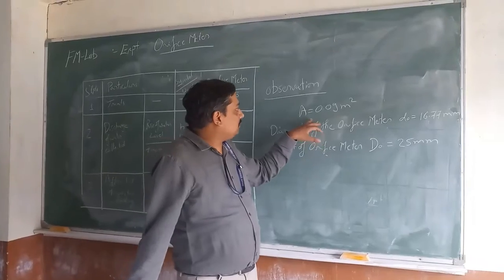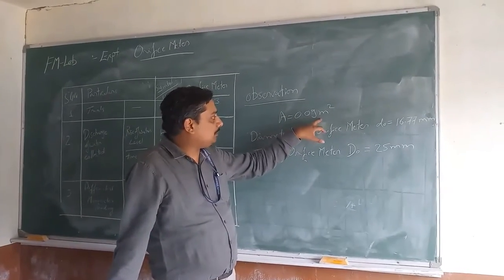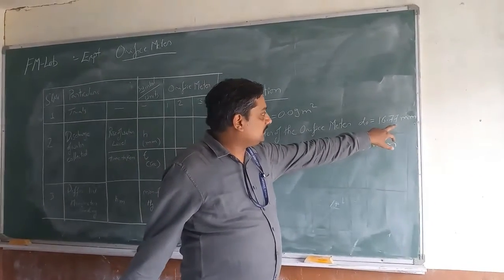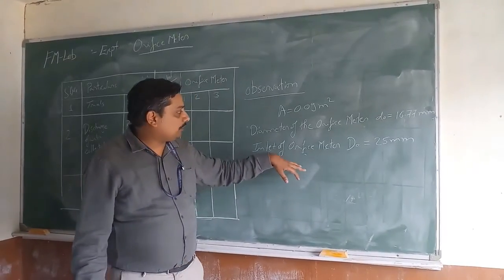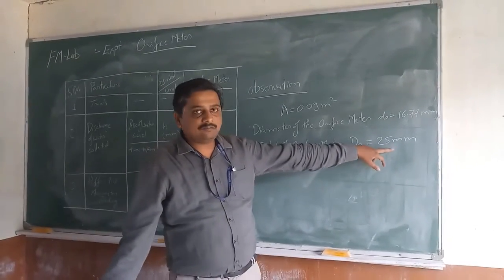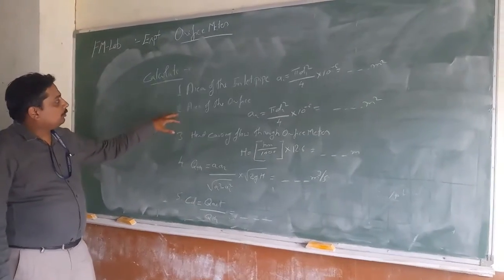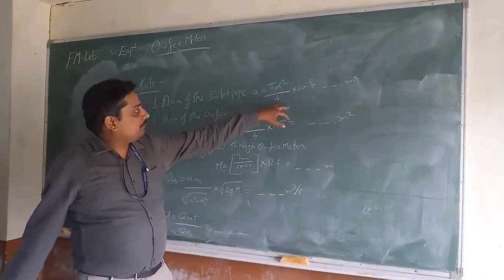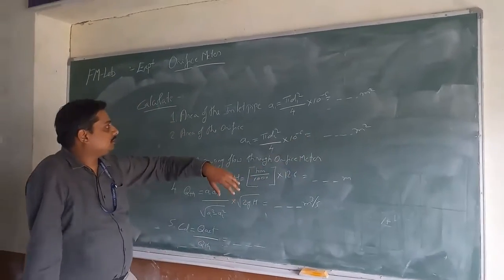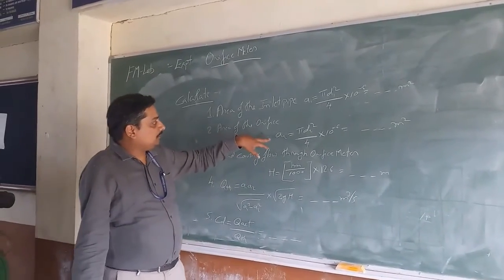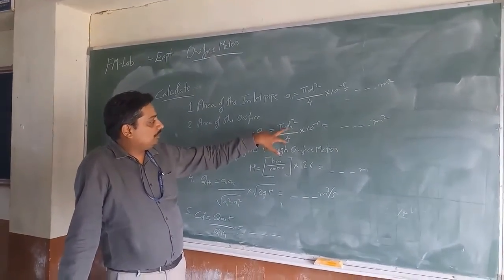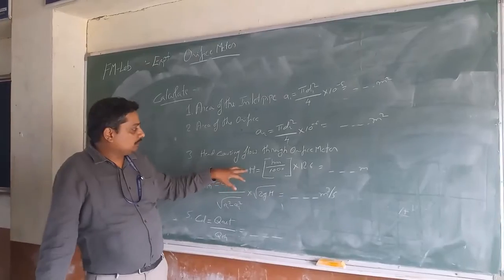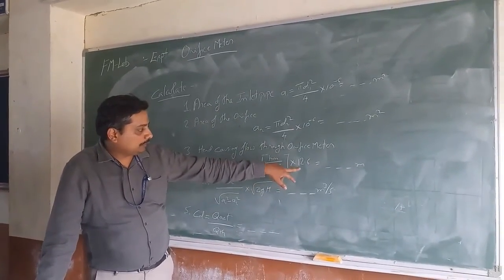The observations here are the area of the tank, that is 0.09 square meters. The diameter of the orifice, D0, equals 16.77 mm. The inlet diameter of the pipe, D1, is 25 mm. What we are going to do here is find the area of the inlet pipe, A1 equals pi D1 square by 4 into 10 raised to minus 6 in terms of meters squared. Again, the area of the orifice, A2 equals pi D2 square by 4 into 10 raised to minus 6. Then we are going to find the H, that is HM by 1000 into 12.6.